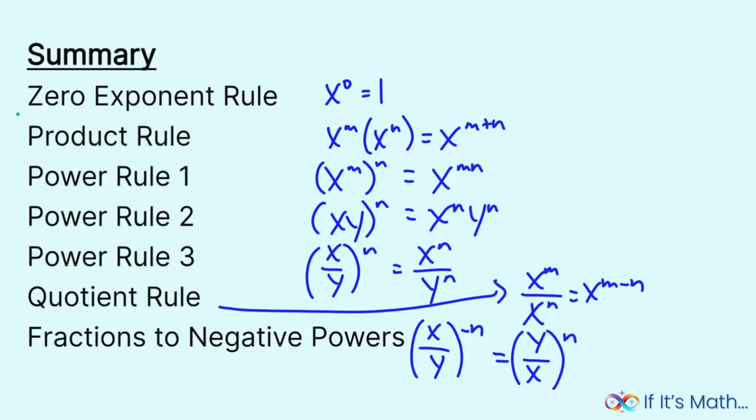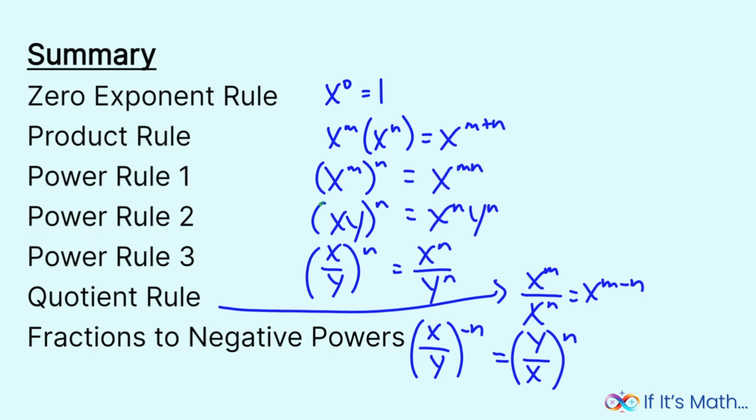So these tell you zero exponent rule. Anything raised to a zero power is 1, unless it's 0. Product rule tells you if you have x to the m times x to the n, you add the exponents together. So x to the m plus n. Power rule 1, if you have exponents raised to exponents, you multiply them. So x to the m to the n is x to the m times n.